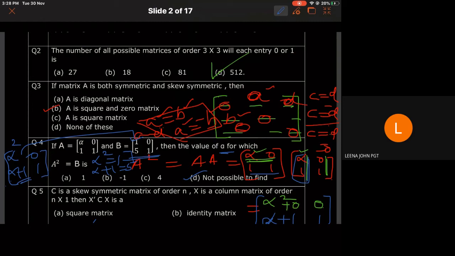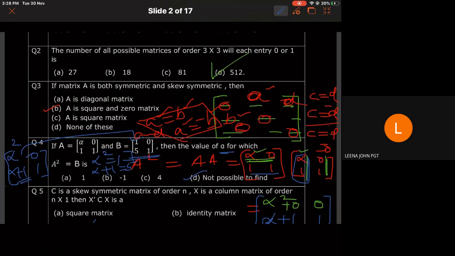The next one: C is a skew symmetric matrix of order n. X is a column matrix of order n by 1. Then X transpose, dash written means it is transpose, C X is what type of matrix? You have to now see the order only.